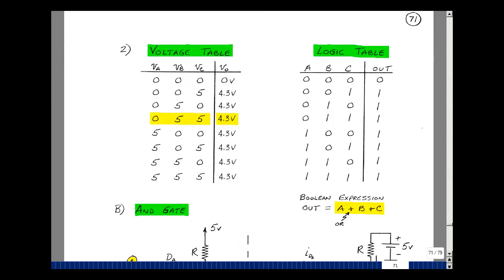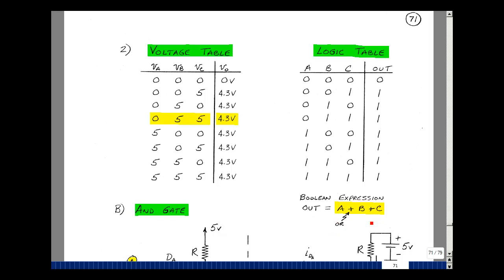For those that had a logic circuit course like ECE302, we can write this in what's called a logic table, where voltage less than 2.5 volts would make that a logical 0, and those that are greater than 2.5 would make that logical 1. What I've got here is that when all the inputs are 0, the output is 0, and when any one of the inputs is 1, the output's equal to 1. There's a Boolean expression for this in logic circuits. You don't need to know that for this course, but it would be A or B or C.